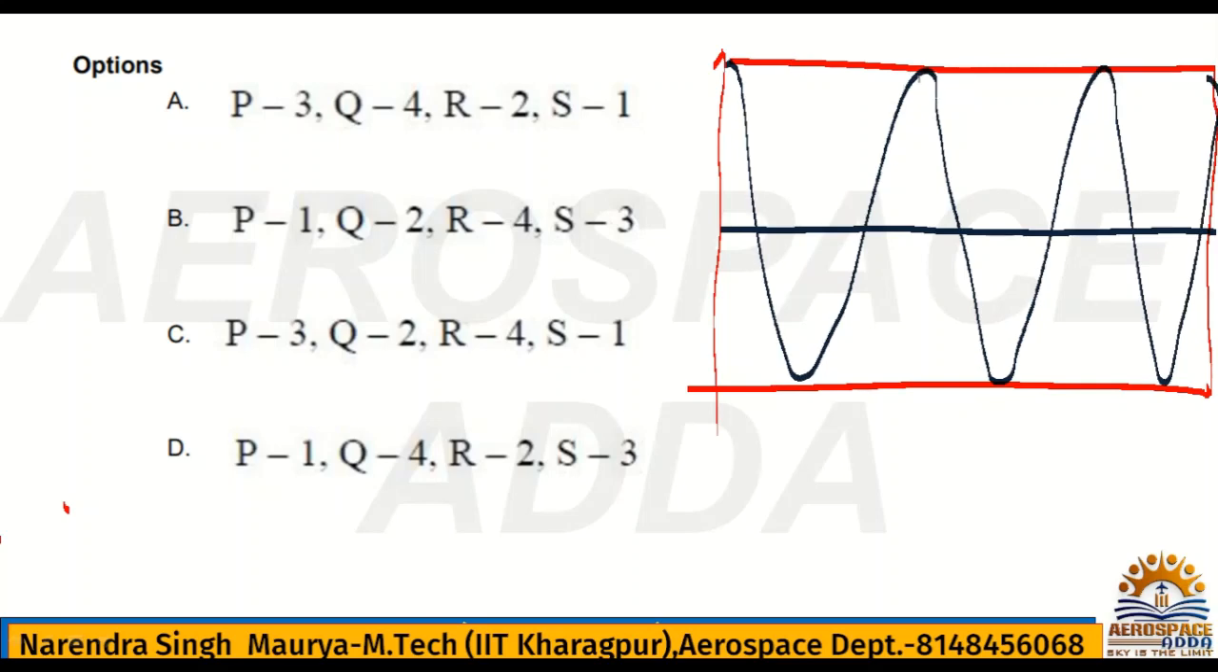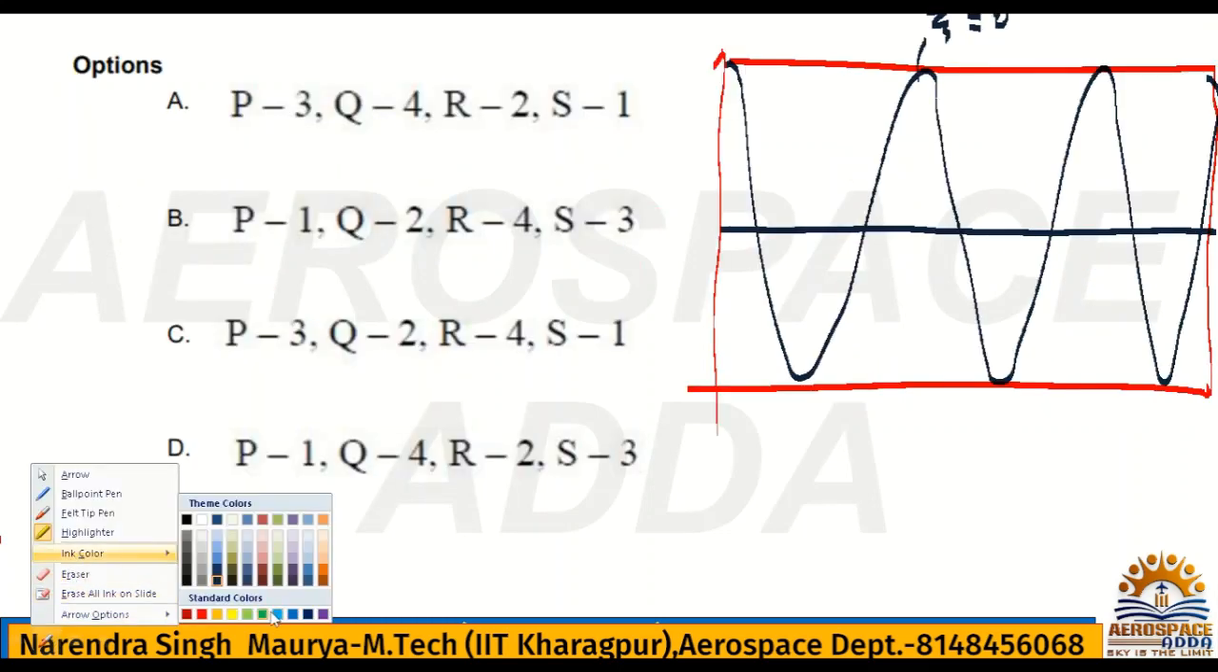this type of graph is called undamped. It is not decaying, so it is called undamped. And for the undamped, what is the xi? It was 0, right? This is the one graph, another.